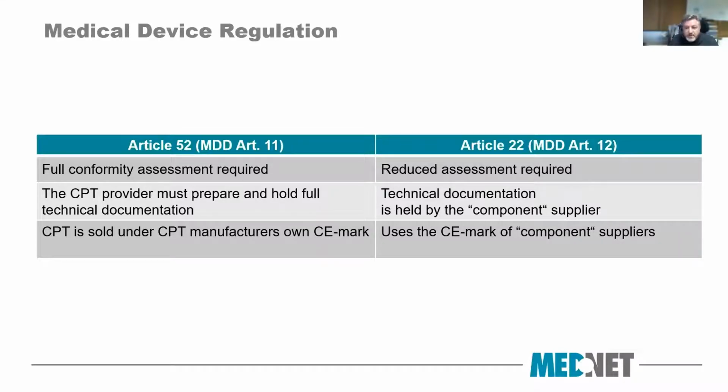Under Article 52, a full conformity assessment is required, which essentially means that a full technical file has to be established. This is an enormous amount of work. However, the CPT provider then applies their own CE. The term custom is the greatest attraction to potential CPT customers, but it's the greatest amount of work in creating and maintaining technical files. Article 22 offers a reduced conformity assessment route whereby the technical files are created, maintained and held by a component supplier, and the CPT provider combines these CEs in the creation of a procedure pack.